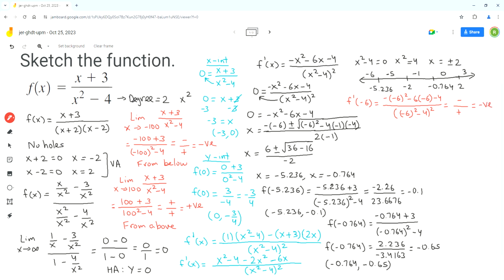That means the function is decreasing on the left side of negative 5.236. Now we can do the test for negative 5.